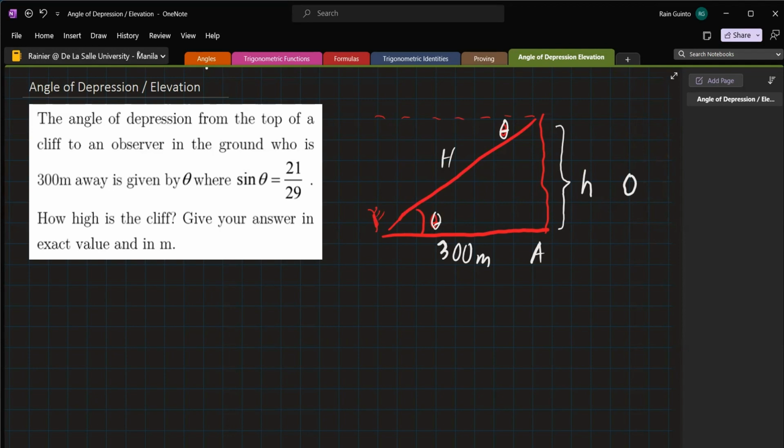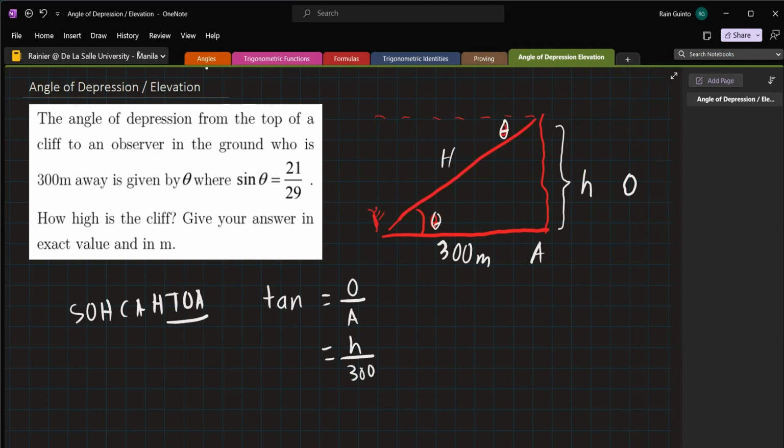So let us notice that in order to solve for the height, we need to find a correlation between the height and the 300 meters. That means a correlation between the opposite and the adjacent. And the only one of the three basic trigonometric functions that relates the opposite and the adjacent is the tangent theta, because it's TOA in SOHCAHTOA. Tangent theta is equal to O over A, and we can have this as h over 300.